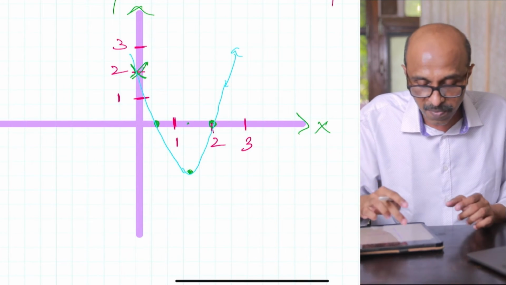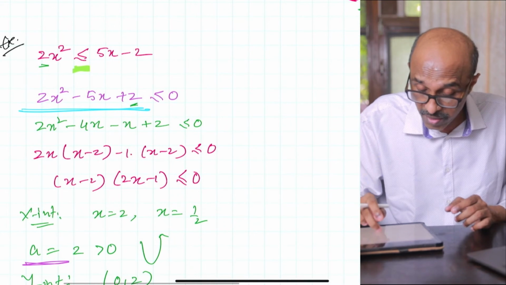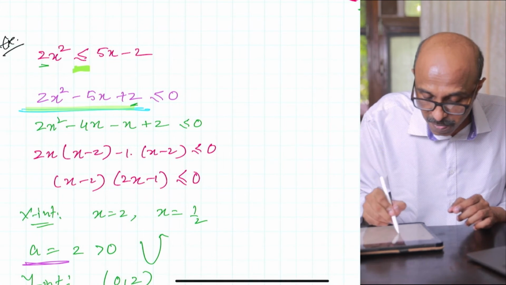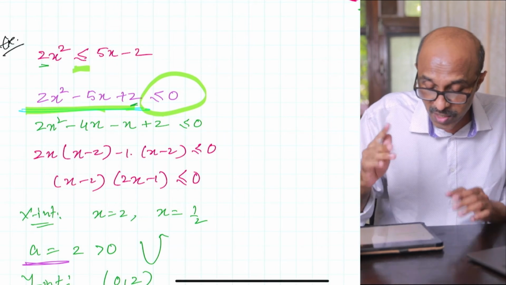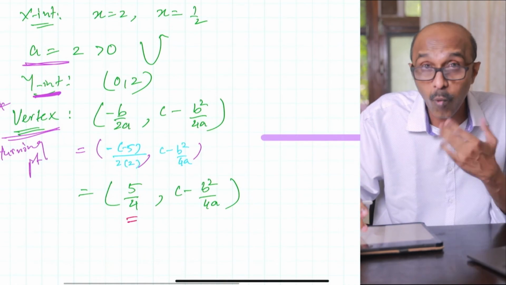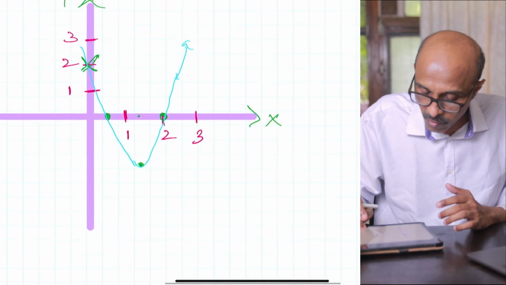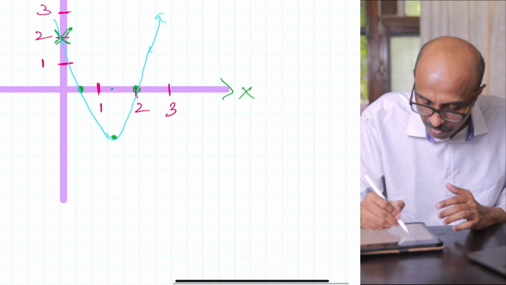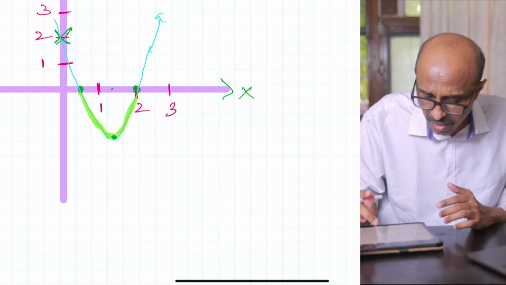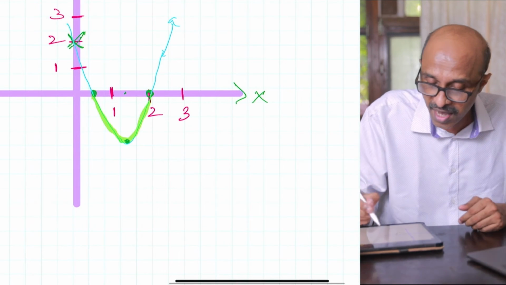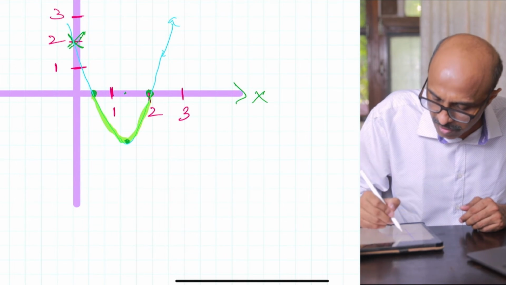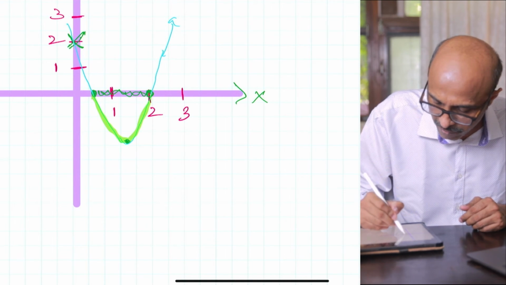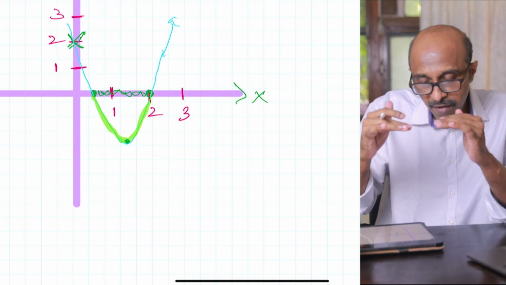Having got the sketch of the parabola, then we just look at the question and say, all right, we want to find where this parabola is below the x-axis. Less than or equal to 0 implies where is the graph below the x-axis, for what values of x, okay? So here we go. Let's just highlight that region, that portion of the graph. This green portion of the graph is below the x-axis, as you can see. And so we're looking for these values of x. For these values of x, the graph is below.